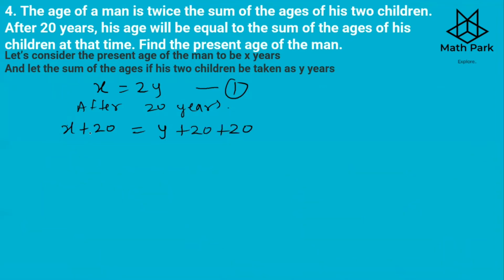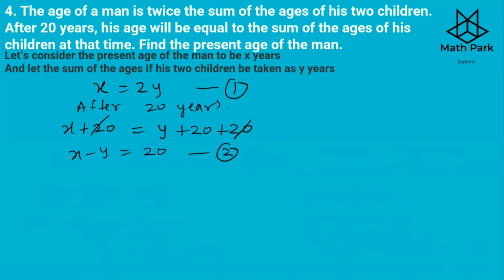Okay. So we get here, this 20 goes here, it will be subtracted. So 40 you can cancel, and you get x is equal to y plus 20. Or you can frame this equation as x minus y is equal to 20. This is our equation number 2.